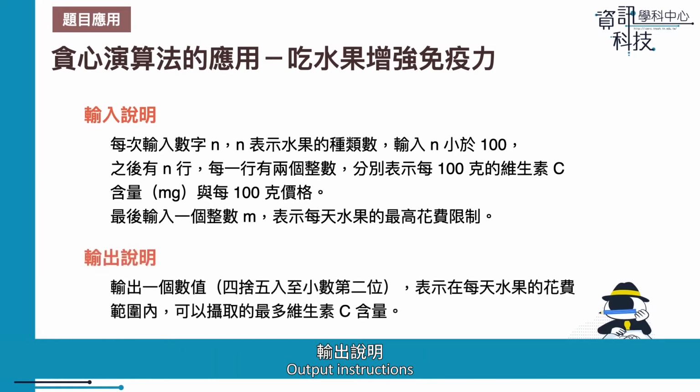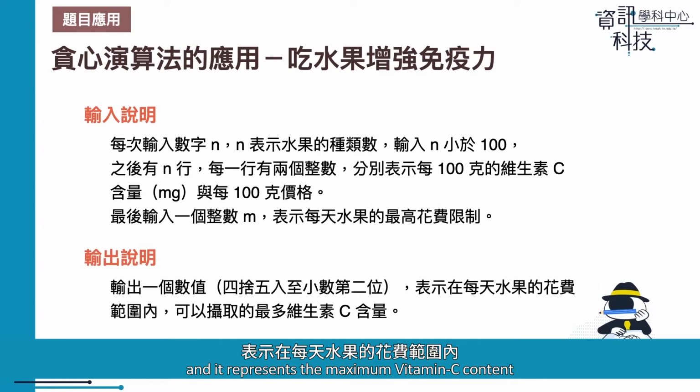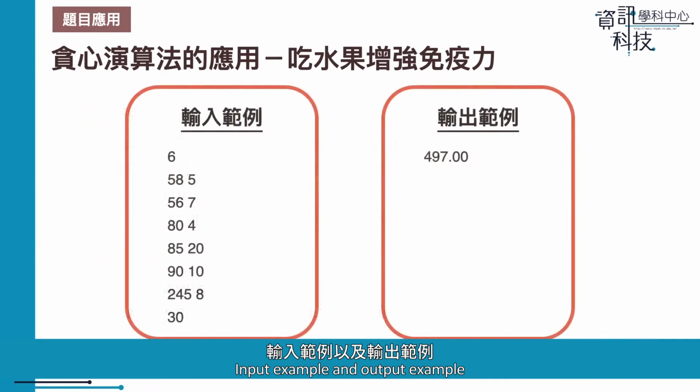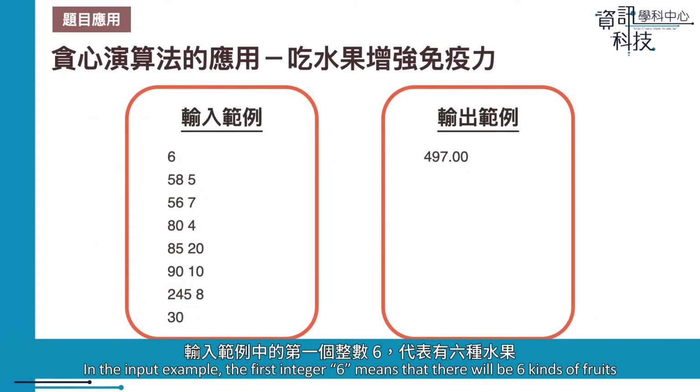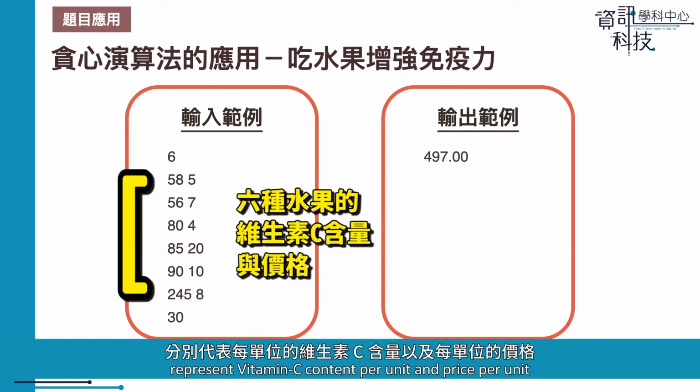Output instructions. Output a value, rounded off to the second decimal place, and it represents the maximum vitamin C content that can be ingested within the daily fruit expense limit. Input example and output example. In the input example, the first integer 6 means that there will be 6 kinds of fruits. Next, the 2 digits of each line represent vitamin C content per unit and price per unit.